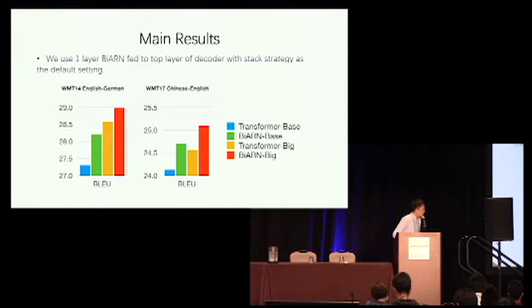So in the main results part, we use the single layer Bi-ARN fed to the top layer of the decoder with a stack strategy as the default setting. We conduct the experiments on WMT14 English to German and WMT17 Chinese to English. From the two plots, we can see that the proposed model consistently improves the translation quality across the model variants, base and big, and language pairs, English to German and Chinese to English.